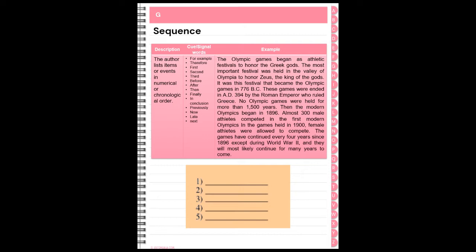Almost 300 male athletes competed in the first modern Olympics. In the games held in 1900s, female athletes were allowed to compete. The games have continued every 4 years since 1896 except during World War II, and they will most likely continue for many years to come.